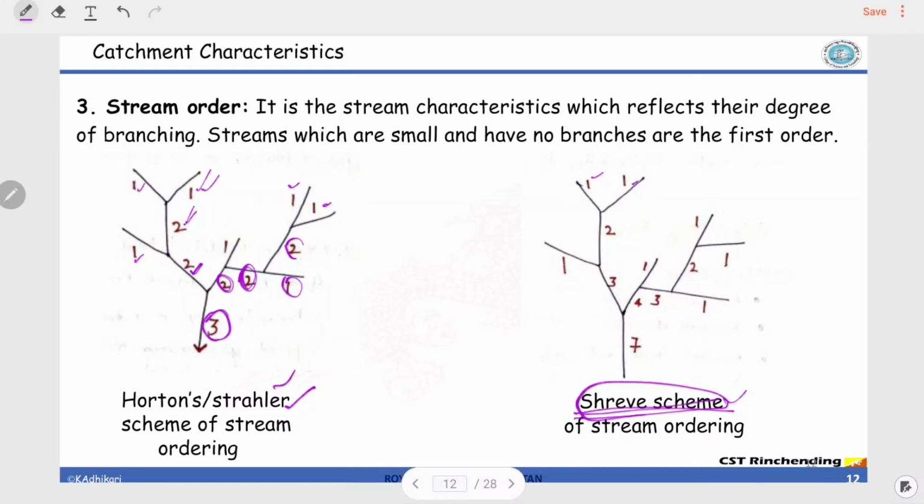Whereas the case of Shreve is quite different. Here you simply add things, so 1 and 1 becomes 2, 2 and 1 becomes 3, 3 and 1 becomes 4. Now 4 and 3 becomes 7. So you simply go on adding the stream orders. That is how Shreve does it. In Horton's case, when two streams of similar order connect, then one higher stream order is formed. If a lower stream is connected to a higher stream, the order does not change. So that is the difference. You just have to understand that much.